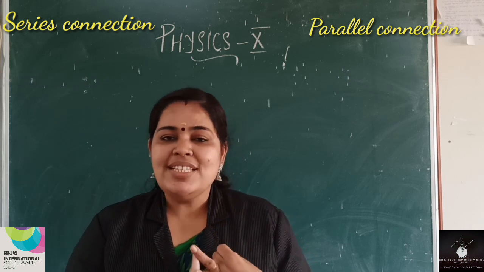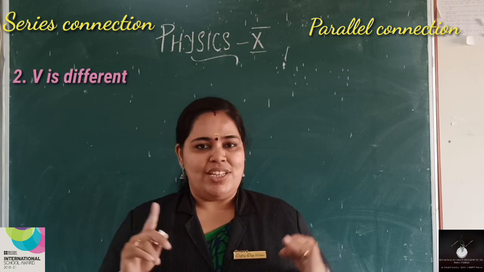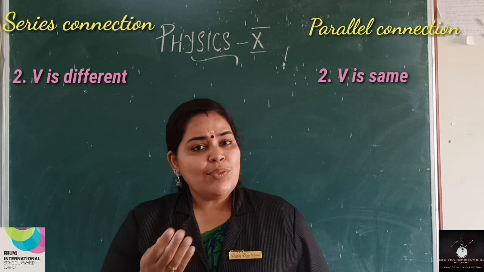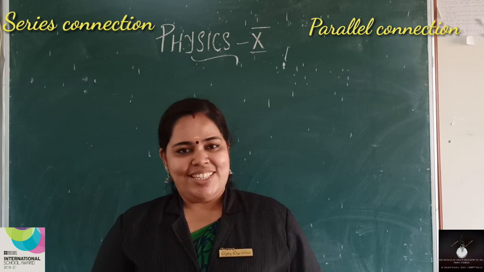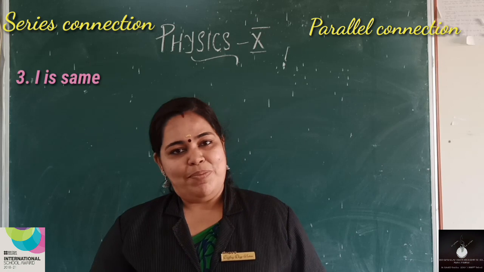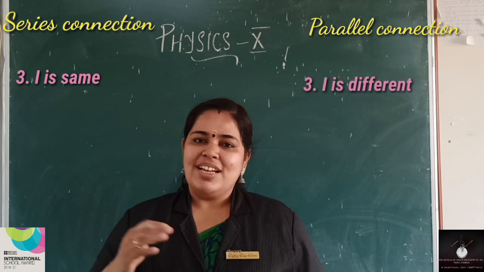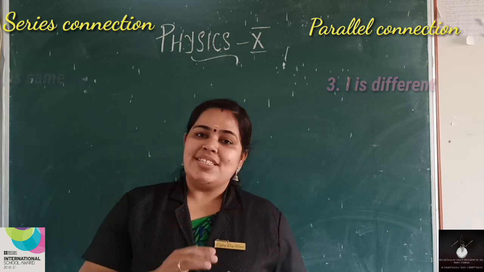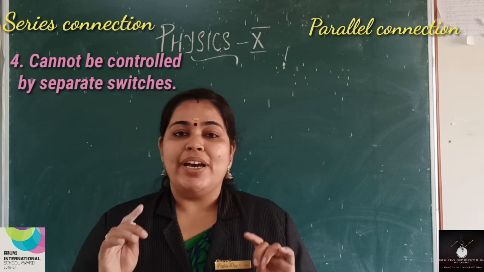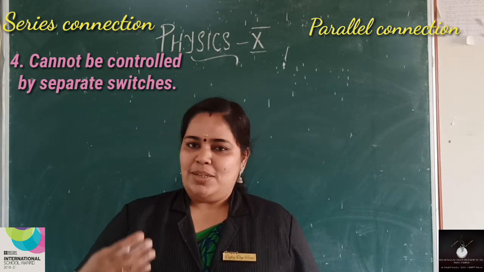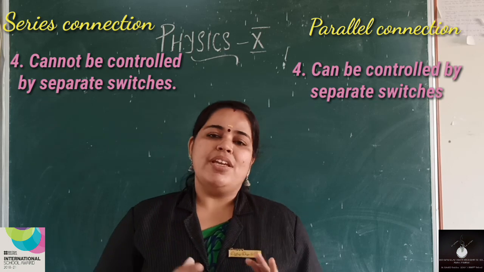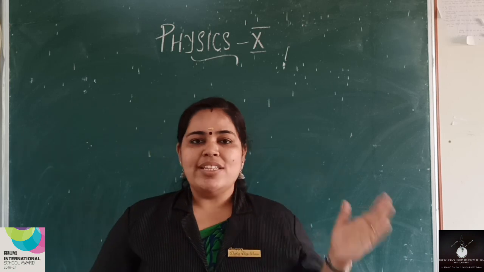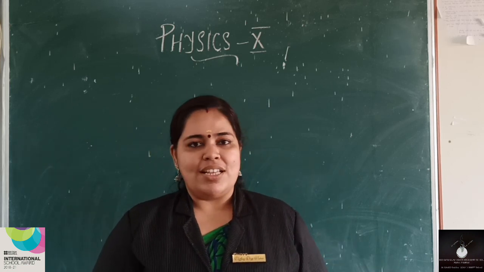Okay, the next one, in series connection, voltage is different, whereas in parallel connection, voltage is same. Then what about current? In series connection, current is same, whereas in parallel connection, current is different. And the last one, in series connection, it cannot be controlled by separate switches, whereas in parallel connections, we can use separate switches. That is why we are using parallel connection in our houses. All these things we have discussed in the last class.